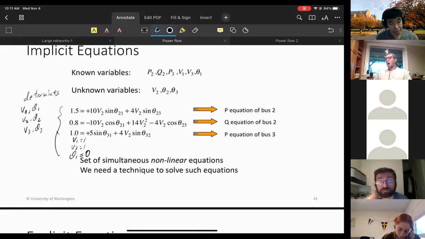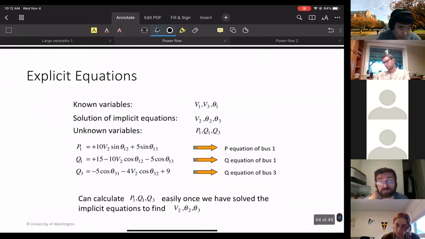We collect these into a set of nonlinear equations. Then we solve these nonlinear equations to determine the V and theta numbers. Okay, and once we have the V and theta numbers, then we can plug them into the explicit equations to compute P1, Q1, and Q3. Right? So P1, Q1, Q3 are computed after we solve for the angle and the voltage. Okay, solve for angle and voltage, and after we do that.